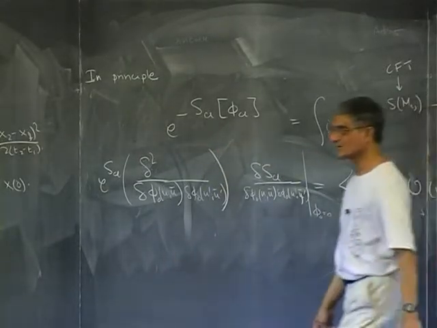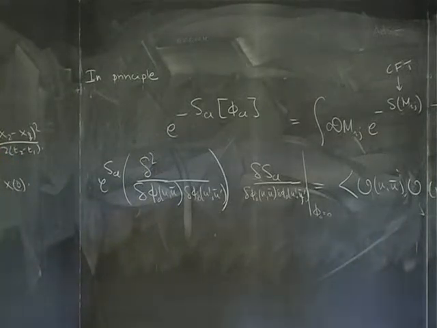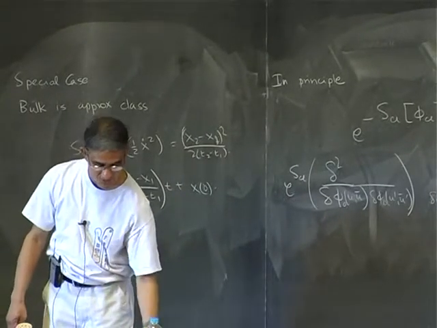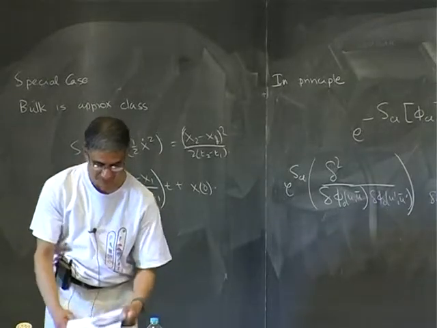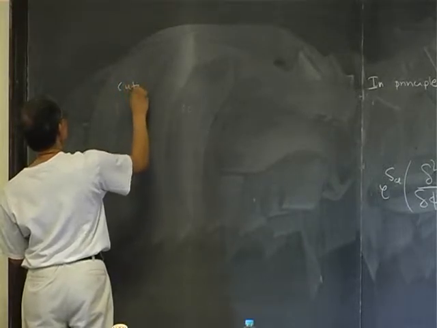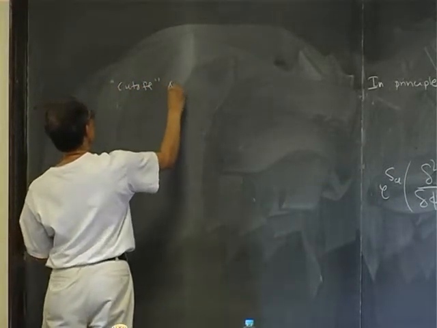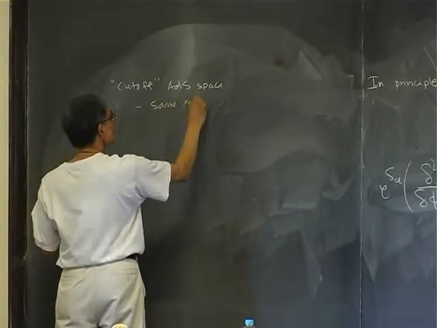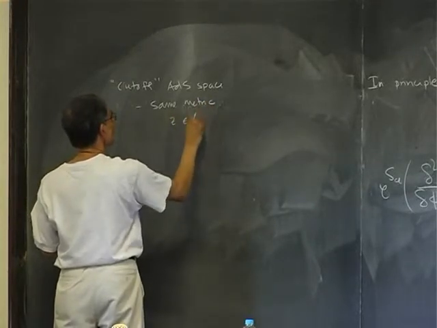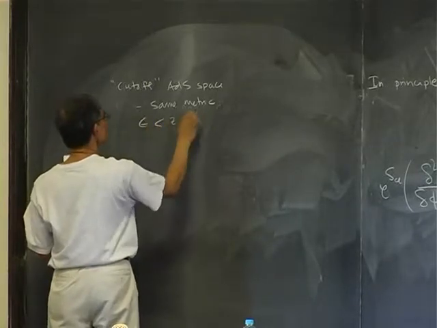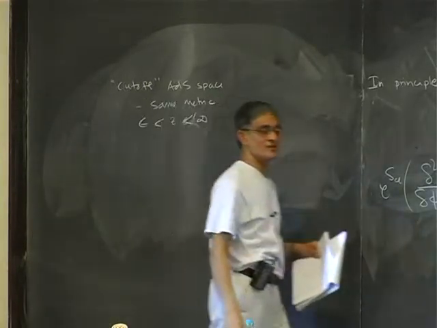So I'll just give you the answers for a simple example. It's actually quite involved. Consider cutoff AdS space, which has the same metric, but Z goes from epsilon to infinity rather than from 0 to infinity.